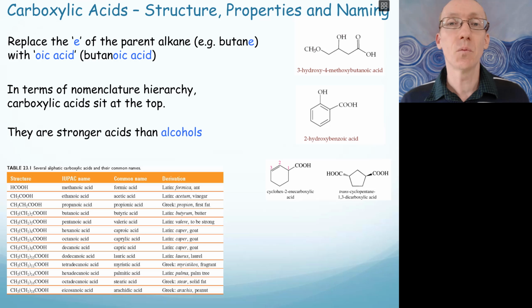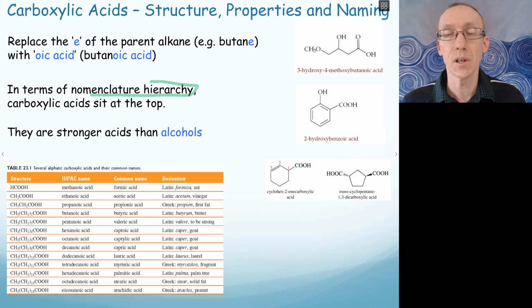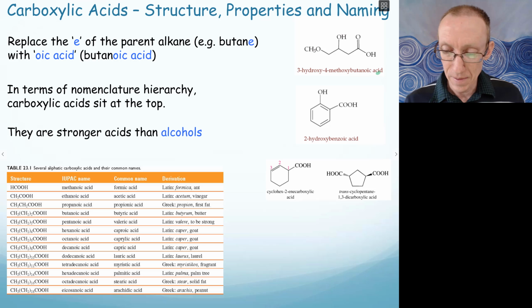To name a carboxylic acid, we just replace the E at the end of the parent alkane with oic acid. So butane would become butanoic acid, and so on. And there's a hierarchy in terms of naming, and carboxylic acids sit right at the very top. So pretty much everything else will be named as a substituent on a molecule that's then named as a carboxylic acid. So this molecule here is 3-hydroxy-4-methoxybutanoic acid. This compound here is 2-hydroxybenzoic acid, and so on.